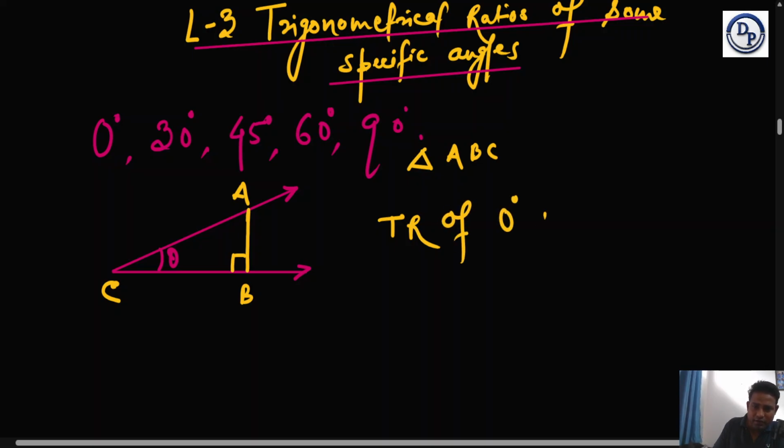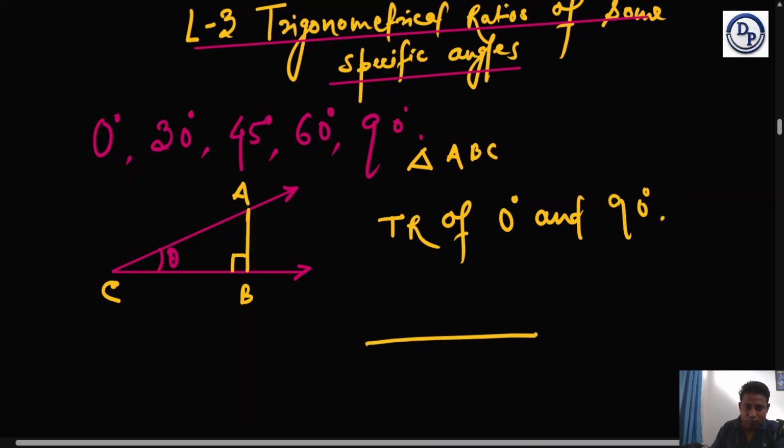of 0 degree and 90 degree. How to deal with that? To understand this, for 0 degree, we just make this angle variable, and the sides are movable here like this. If I draw a triangle with an angle like this, now you can see I'm making this angle theta. This theta is moving like this.